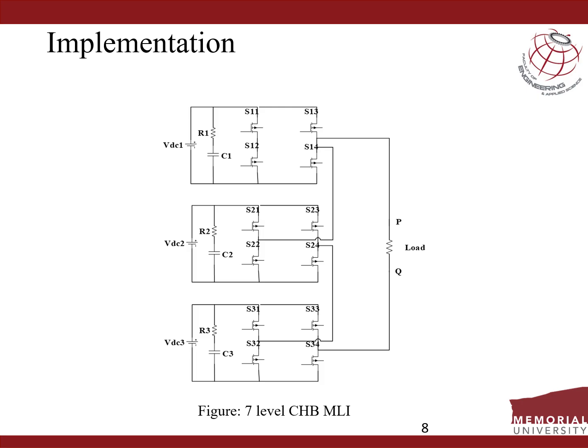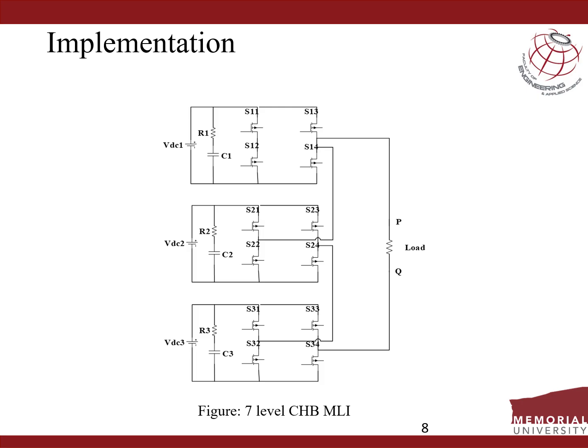As we have started from the 7-level cascaded H-bridge multilevel inverter, here is the basic schematic diagram for the circuit. Here we can see we have 3 H-bridge cells which consist of 4 MOSFETs, denoted in this schematic as S11, S12, S13, and S14.